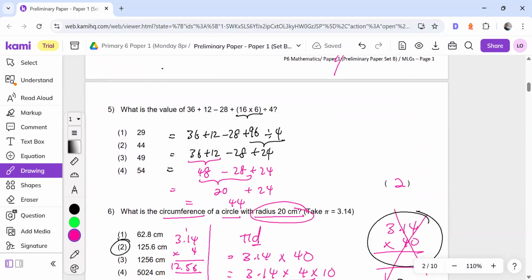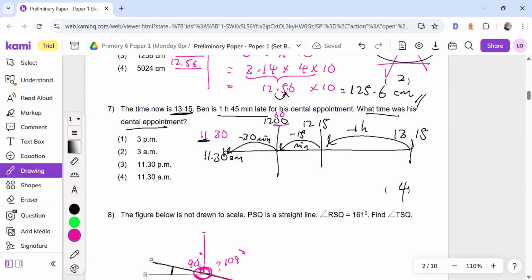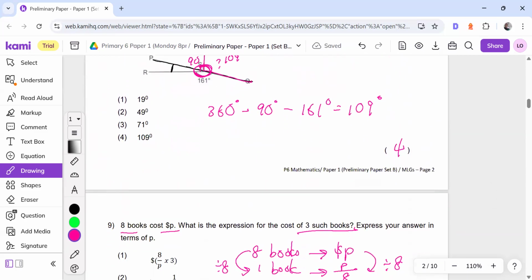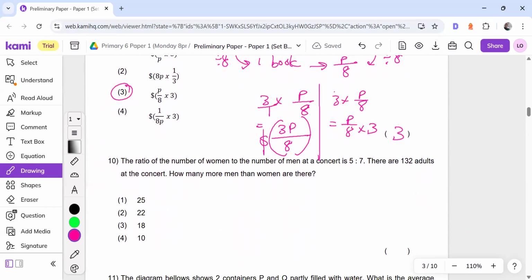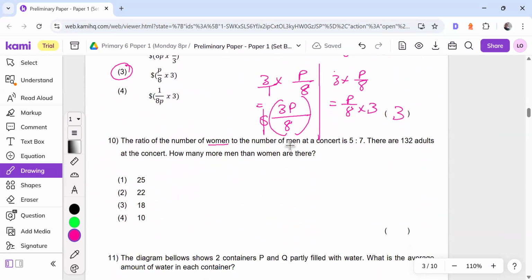Question 5 is 2, question 6 is 2, question 7 is 4, question 8 is 4. Any mistake? And question 9 will be 3. No mistake. All these are one mark questions. Question 10. The ratio of the women to men is 5 to 7. Now, when you do ratio, remember to label.